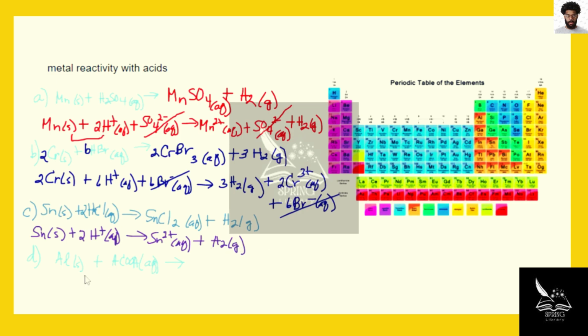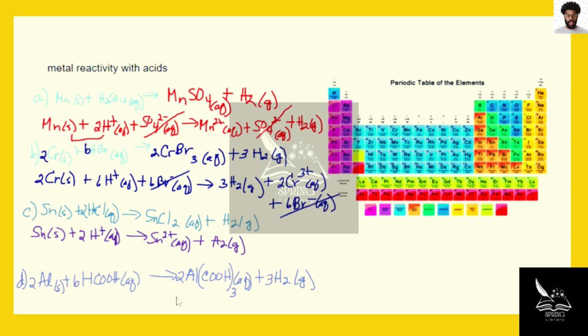One final example here is aluminum reacting with formic acid. I just rewrote it to make it a little clearer here. But this would be the balanced molecular reaction. We're going to have, actually, hold on just a second here, because that doesn't depict it correctly. Okay, that's better. Knew something was wrong.